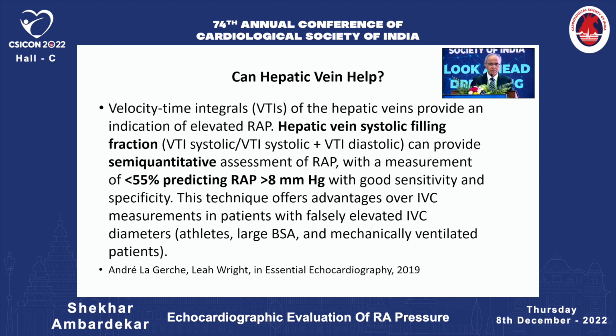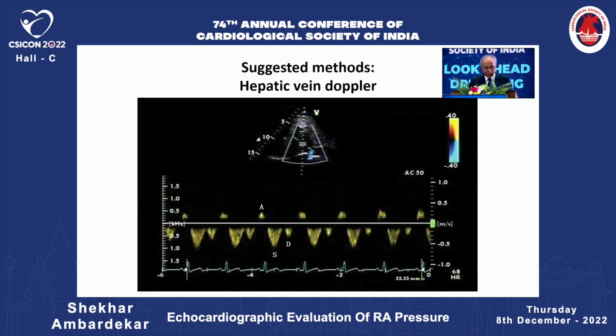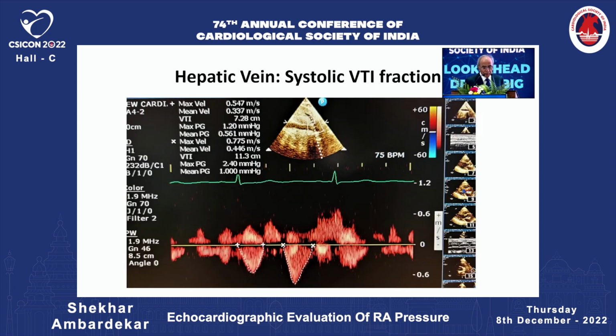Can the hepatic vein help? Earlier we were talking about the hepatic vein. In the hepatic vein you get systolic VTI and diastolic VTI. Normally systolic should be more than diastolic. So if systolic over total VTI, that is systolic over systolic plus diastolic, is less than 55%, then RA pressure is going to be more than 8. Now look at systolic VTI, diastolic VTI. If systolic upon the sum of systolic and diastolic is less than 55%, then it is going to be an RA pressure of more than 8.